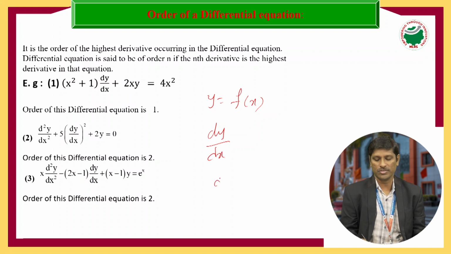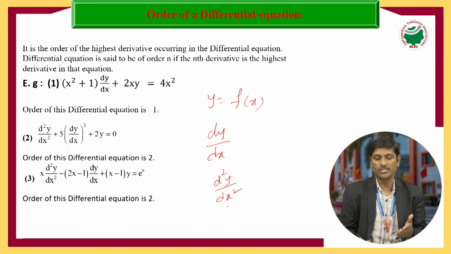If you are applying two times, the derivative is 2 times d square y by dx square, 3 times d cube y by dx cube, 4 times d power 4 y by dx power 4, and n times d power n y by dx power n. So in the equation, whichever has the highest derivative appearing is what we call the order.